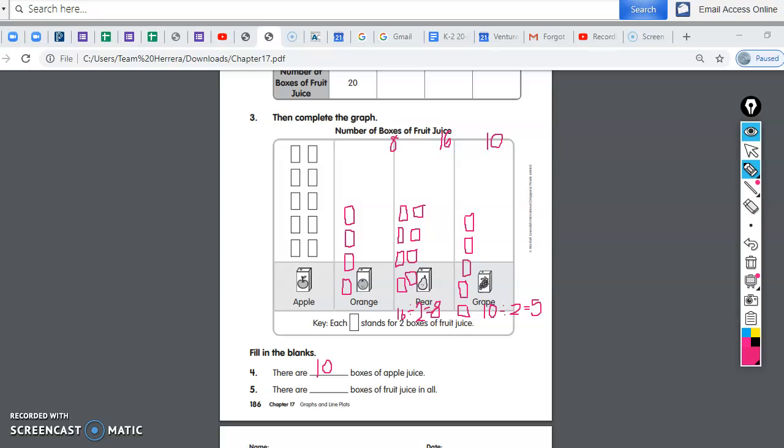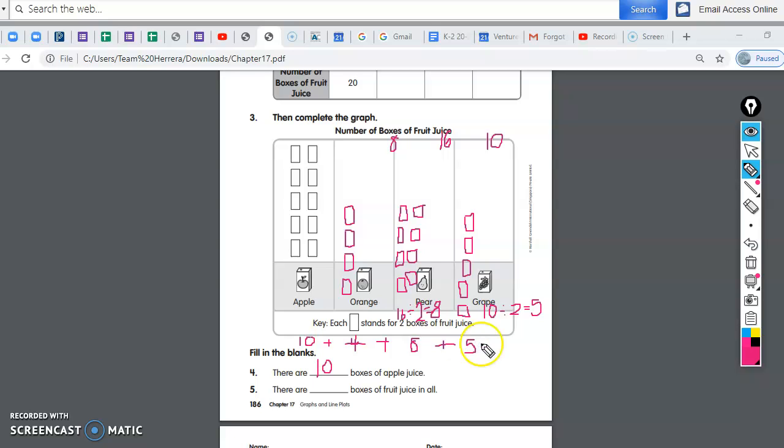And because I scrolled down the screen, it's a little tricky to see now, but we have 10 here. We had 4 of our orange. We had 8 pear, and we had 5 grape. You could go and count each of them individually, or you could add all of them together. Lots of different strategies.